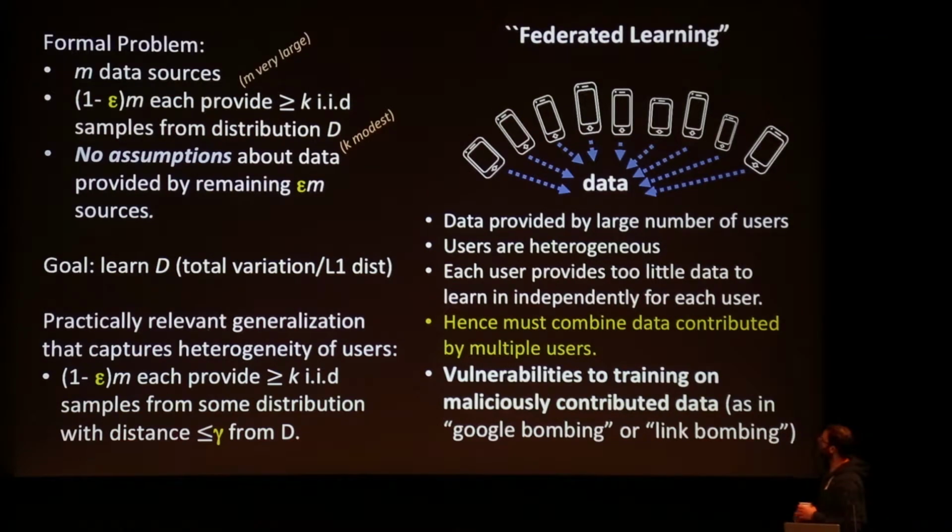Okay, so again, think of M, the number of data sources, as being very large. 1 billion people have cell phones. The amount of data that each person provides, K, is kind of modest. Maybe it's a small constant, maybe it's 100, 1,000, but K is small, M is very large.